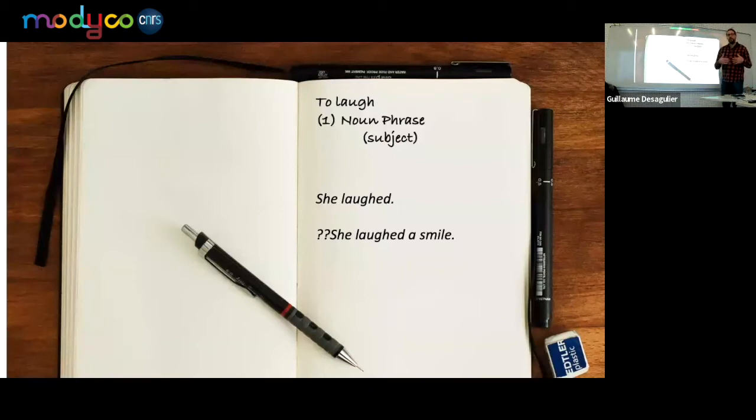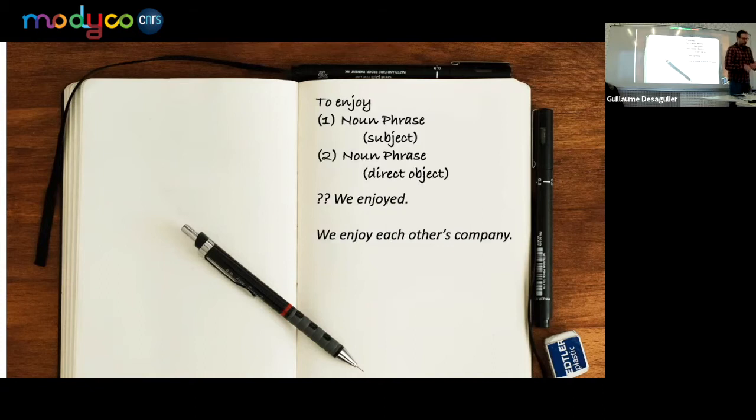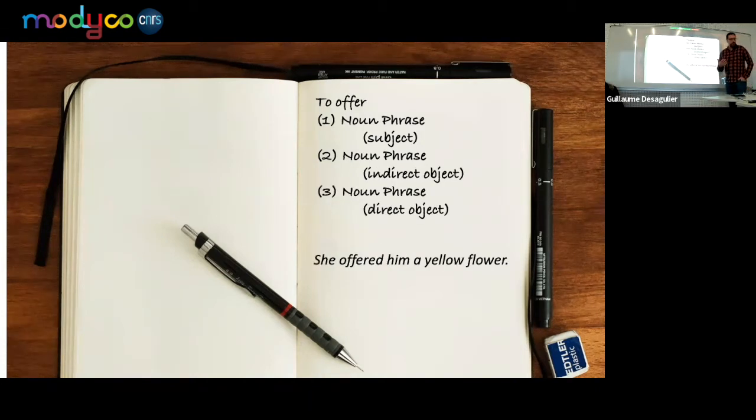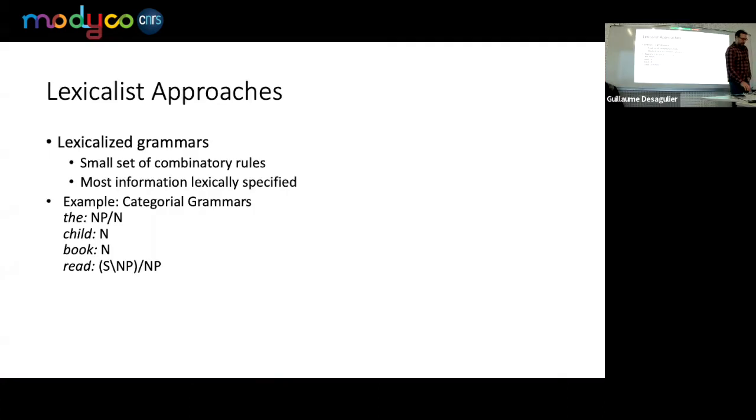So to recap, a lexicalist approach means that you're going to define in the lexicon what the distributional potential is of a lexical item. So to laugh is an intransitive verb. You will say it only takes one argument, and then you can compose sentences like she laughed, but it would be ungrammatical to say she laughed a smile. Okay. Similarly for transitive verbs, to enjoy, subject and direct object. So intransitive uses a bit sketchy, but we can say we enjoyed each other's company. That is fine. And then you have ditransitive verbs, to offer, where you can say she offered him a yellow flower, meaning there's 3 arguments involved. Okay, so that's basically the heart of lexicalist approaches. And lexicalized grammars, they typically have a small set of combinatory rules.